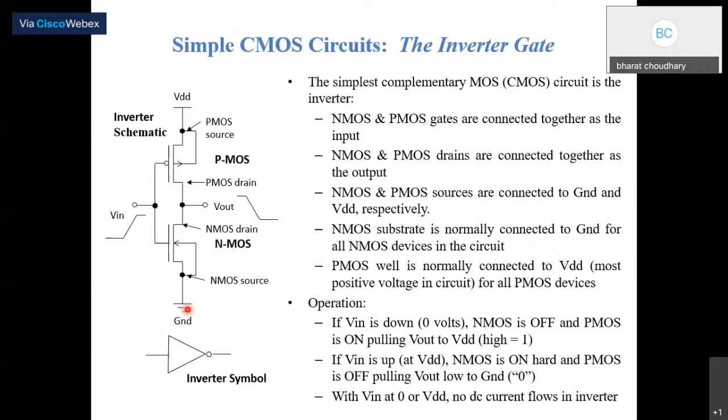Now if we apply a low supply voltage at the gate terminal, the NMOS transistor will be in cutoff mode and the PMOS will be on. So the output will be directly connected to the power supply, meaning we get high logic at the output if we apply low at the gate terminal. So this is the basic functionality of the CMOS inverter, as you all are aware, and this is the schematic representation or the inverter symbol of the CMOS inverter.